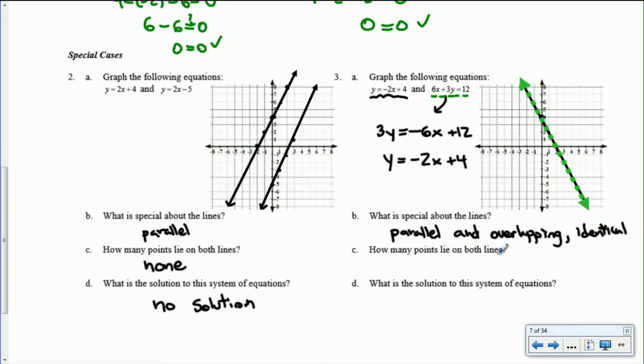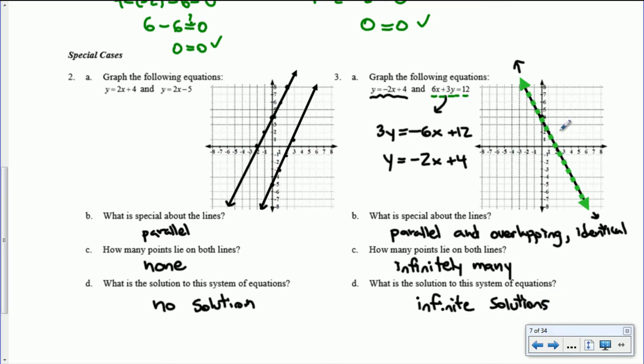How many points lie on both lines? Well, wherever you go, any point that you pick on here will automatically be on this one as well. So you could pick any point as far as you want to go in that direction and as far as you want to go in that direction. Any point you can imagine that exists on this one will also be on that one. So there are infinitely many. They intersect everywhere that they exist. So what's the solution? Infinite solutions.